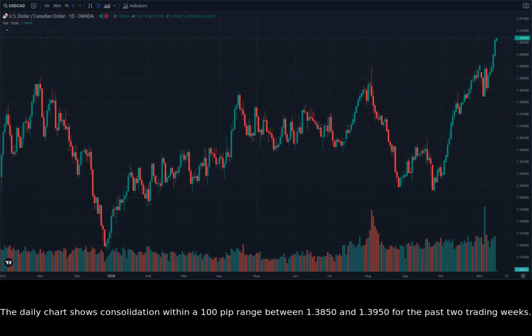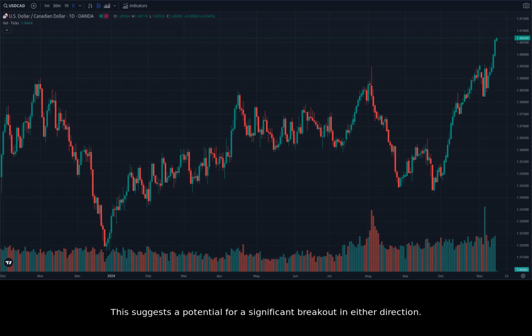The daily chart shows consolidation within a 100 pip range between 1.3850 and 1.3950 for the past 2 trading weeks. This suggests a potential for a significant breakout in either direction. Let's zoom in on the 1-hour chart for a closer look at the recent price action. The 1-hour chart shows a clear trend of USD strength. The USDCAD has surged through 1.3976 key resistance, indicating a resumption of the larger uptrend.